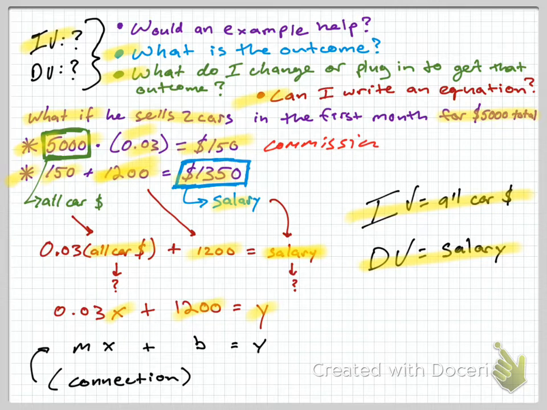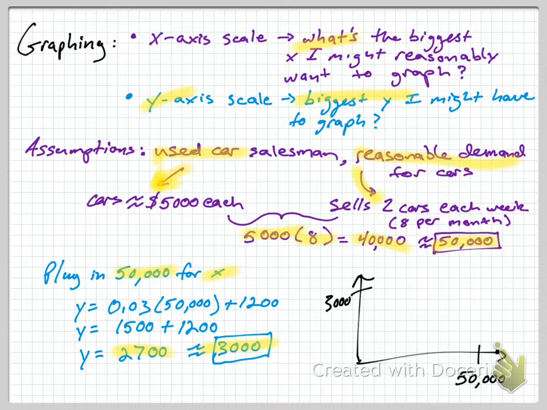So now that we have our independent and dependent variable, we can actually go ahead and start graphing and interpreting. So in order to graph, we need scales. We need an x-axis and a y-axis. There's a couple of questions you want to think about in order to make your x-axis and y-axis.